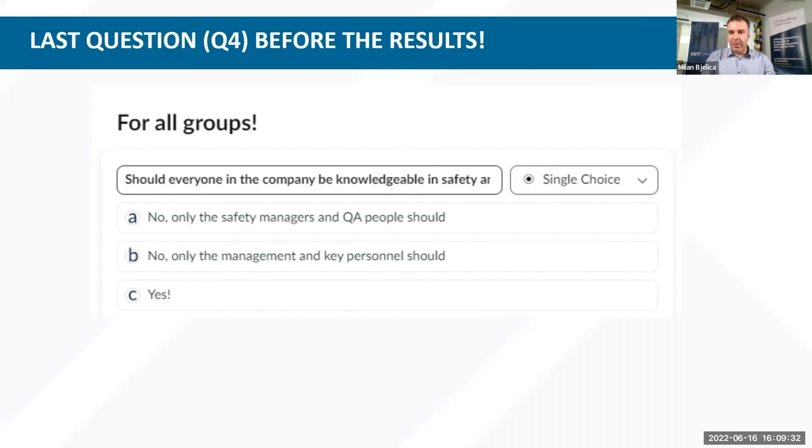Okay, we'll end the poll and share the result. Most of you got it right, basically, yes. Everybody in the company shall be knowledgeable in safety and nurture the safety culture.